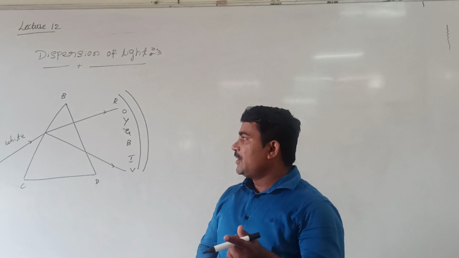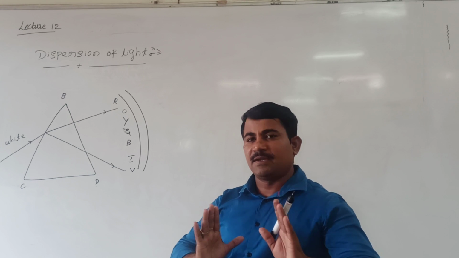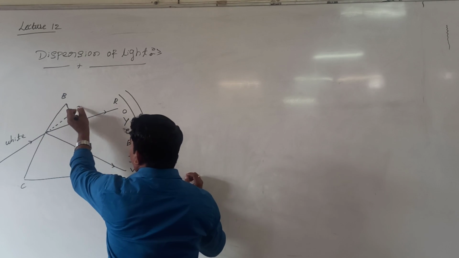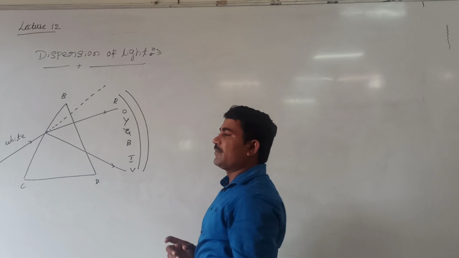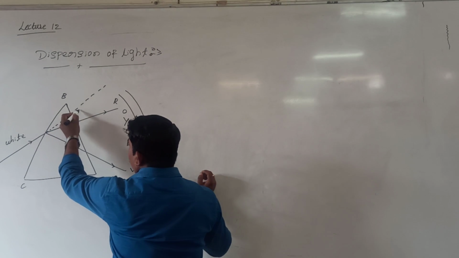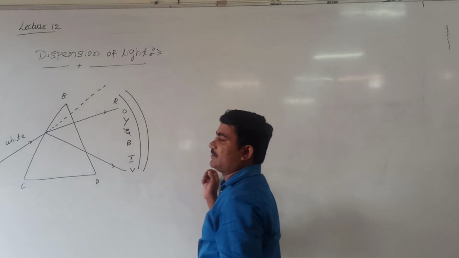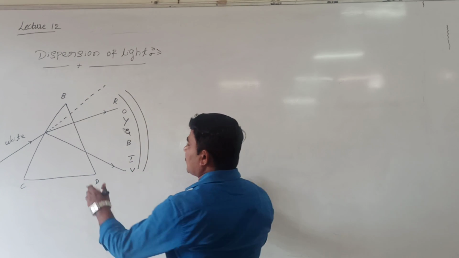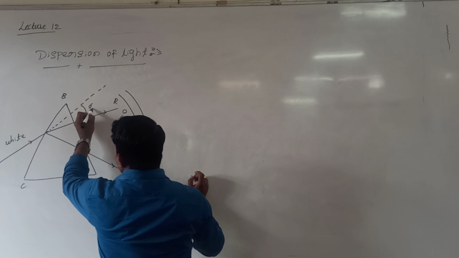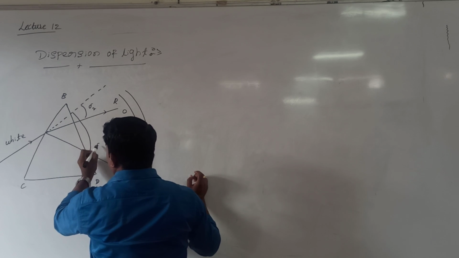Initially, we can define the angle of deviation. In the absence of this prism, this ray of light can travel like this. Are you following me? Then the angle between the incident ray and this emergent ray, we are calling the angle of deviation. See here, this is the angle of deviation produced by red color. And what about this one? The angle of deviation produced by violet color.